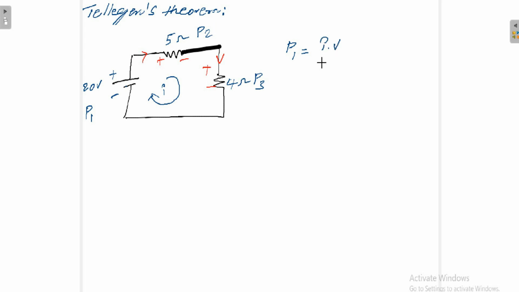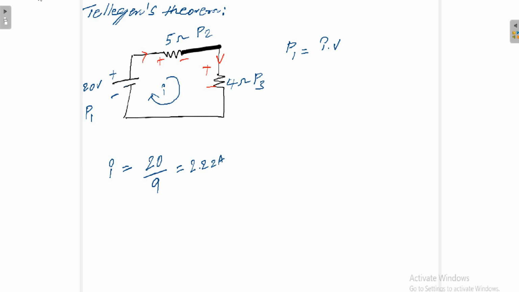What is I? Let us first find I. I is equal to total voltage by total resistance. Total voltage is 20 and total resistance is 5 plus 4, which is 9. So what is 20 by 9? 20 by 9 becomes 2.22 amps.